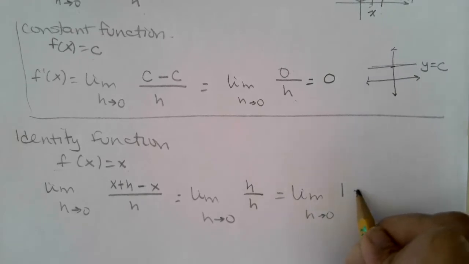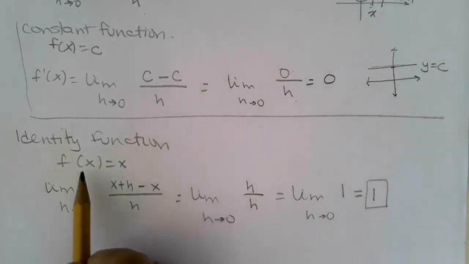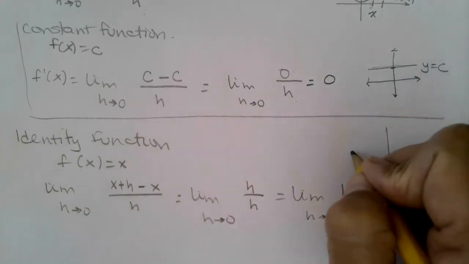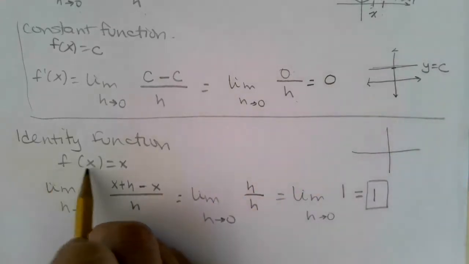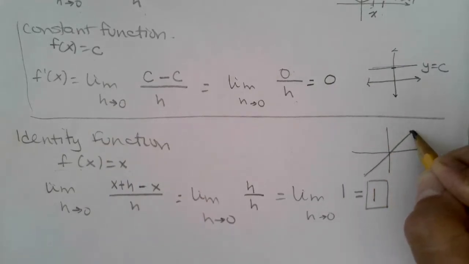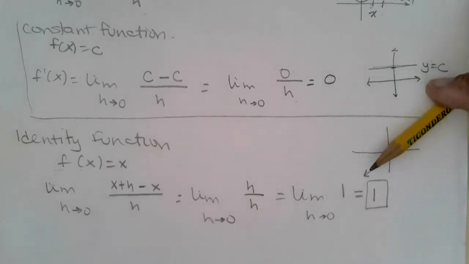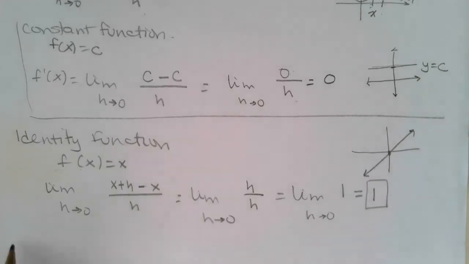Well, the limit of a constant is just the constant. So the derivative of the identity function, that's the line y equals x. The slope is 1, and the y-intercept is the origin. So the slope of all your tangents is also 1, the same as the slope of the line.